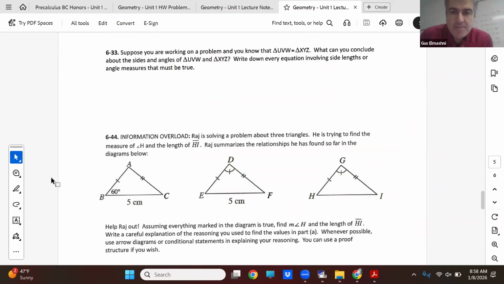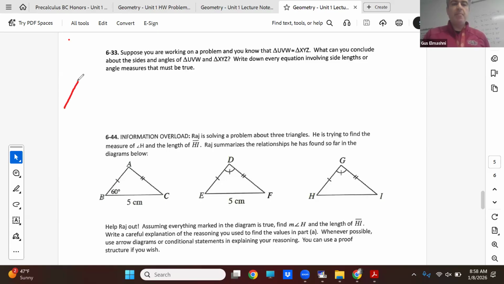Triangle UVW is congruent to triangle XYZ. Write down every equation involving side lengths or angle measures that must be true.